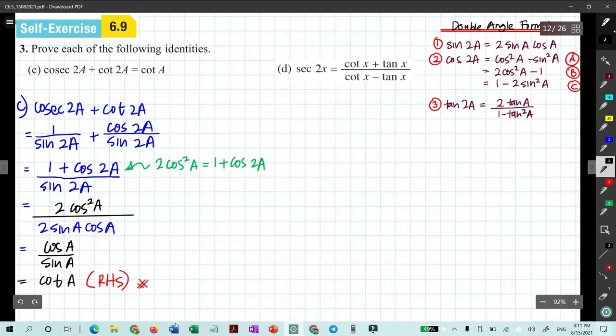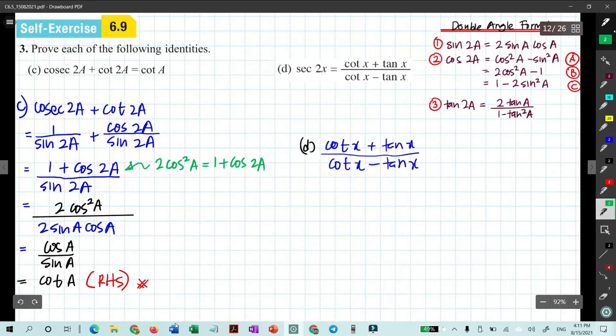Now let's look at question D. The right hand side, which is cotangent x plus tangent x over cotangent x minus tangent x, I am going to express as cos x over sine x to represent the cotangent x, and tangent x can be represented with sine x over cos x, and the whole thing divided by, again we have a cotangent x, so I'm going to replace it with cos x over sine x, minus tangent x, which is replaced with sine x over cos x.